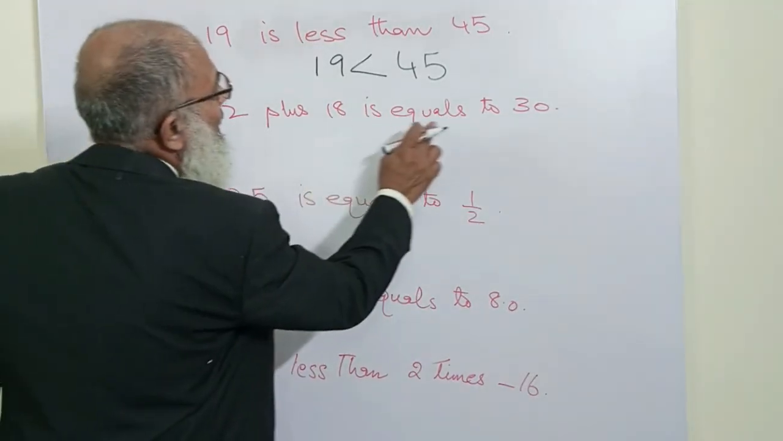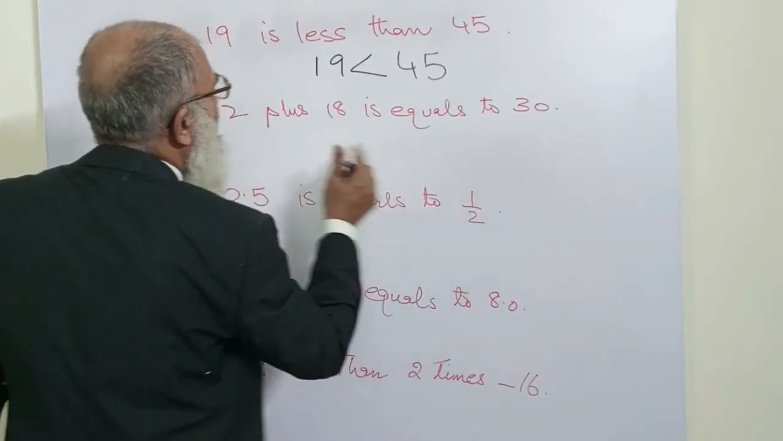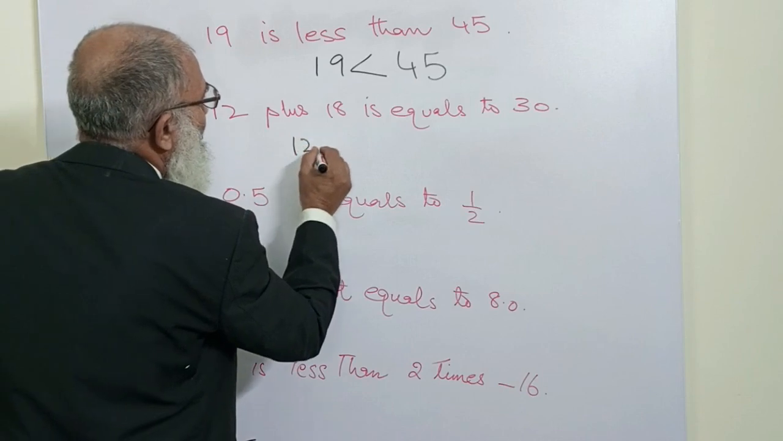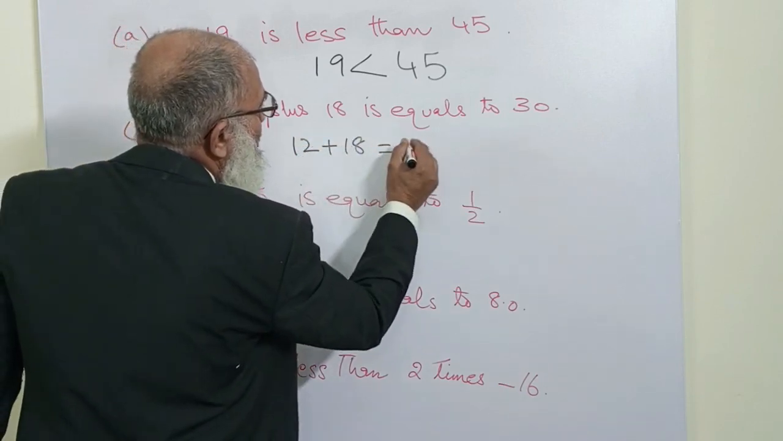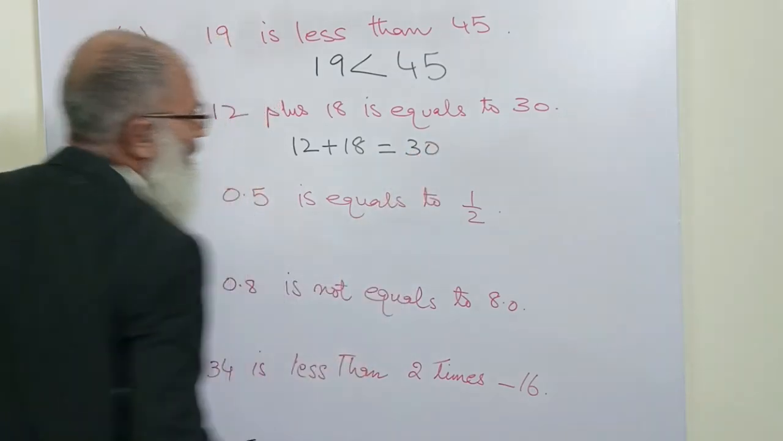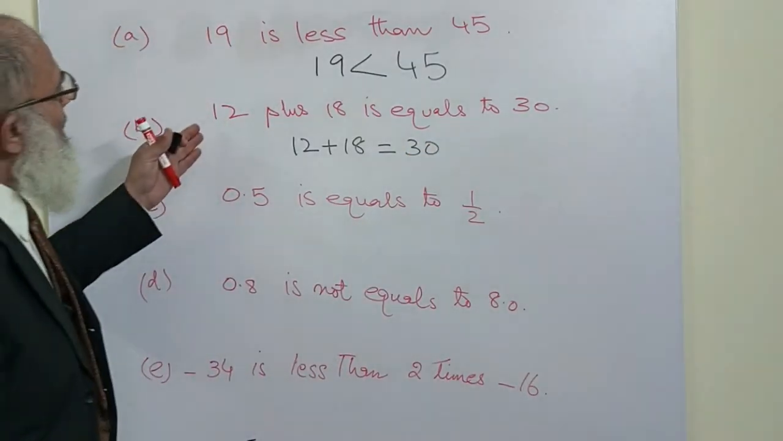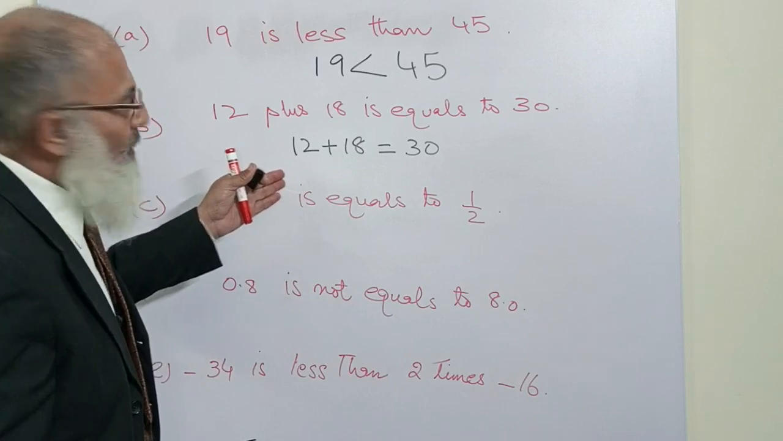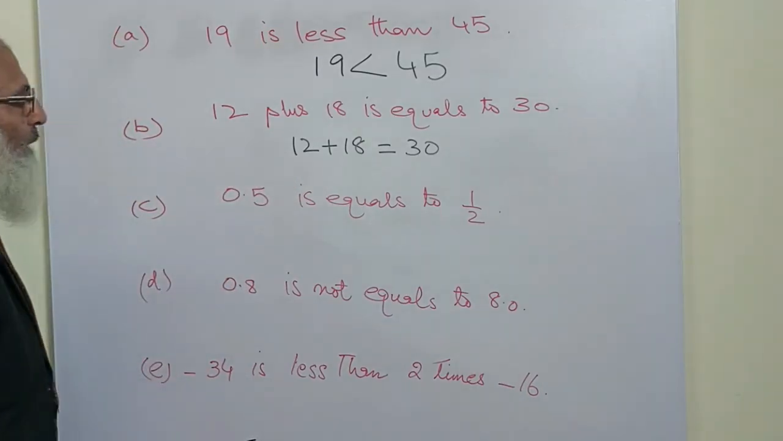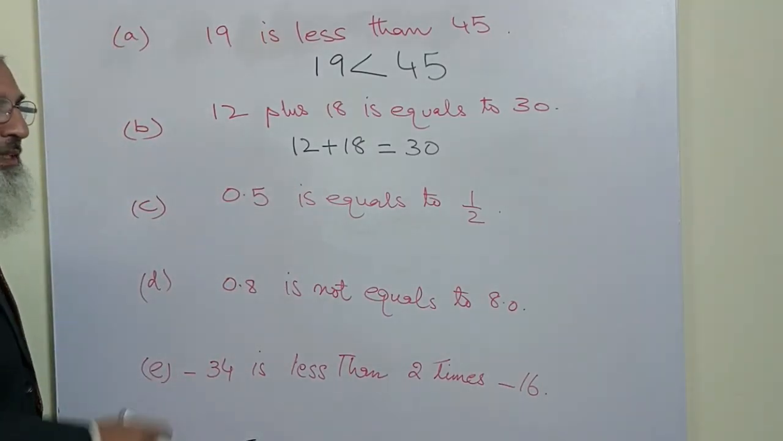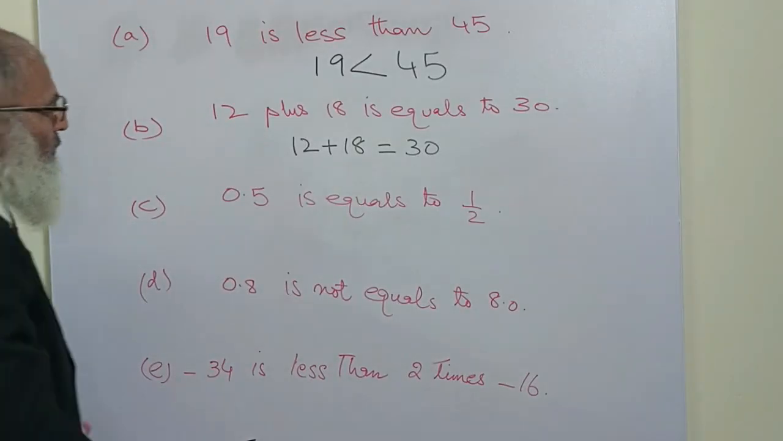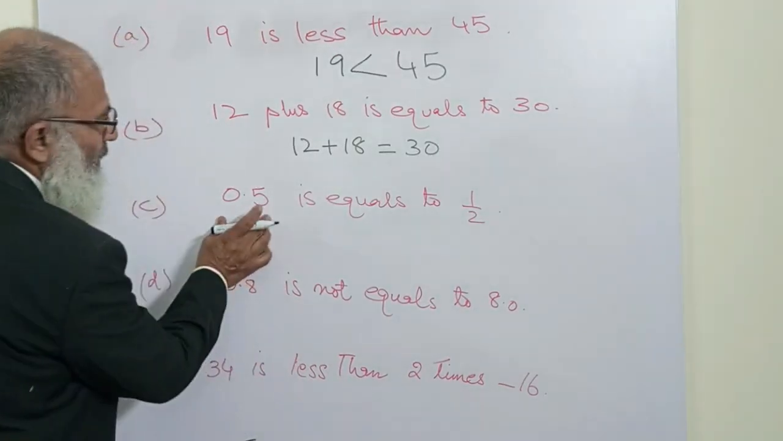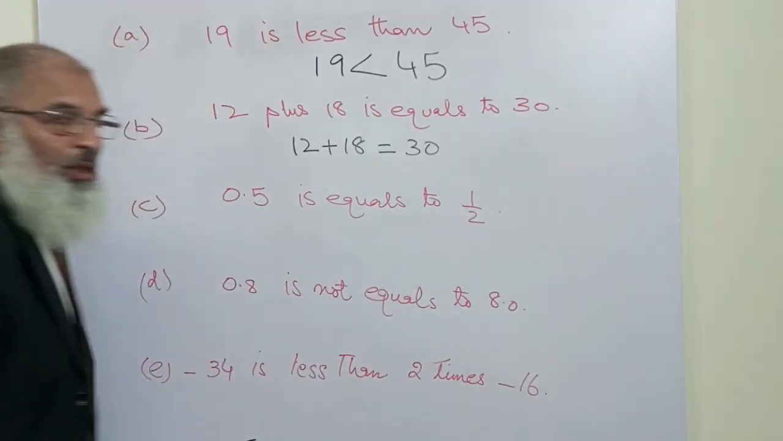12 plus 18 is equal to 30. Right? See, these are very simple questions and you can even do it by yourself. But for the first time, I am going to solve it for you. 0.5 is equal to half.